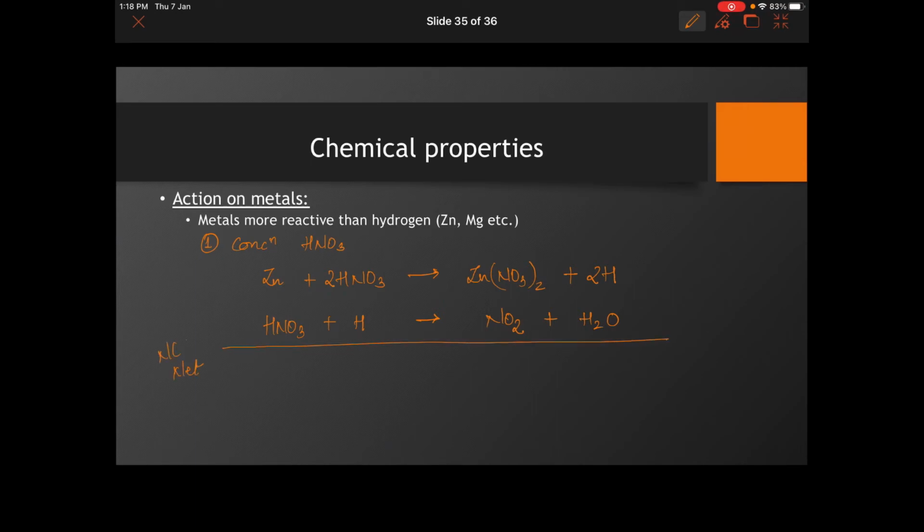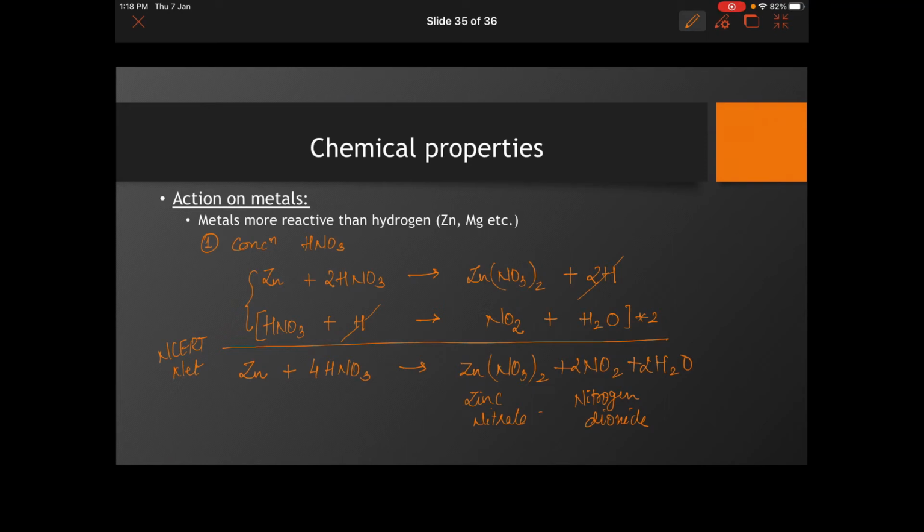Now this is given in your NCERT directly. I gave you the background of how you have to remember it. So what you have to do to balance this, you have to multiply the whole equation by 2. Why? Because you need to cancel this hydrogen and hydrogen over here, right? So the net equation becomes Zn plus 4HNO3 goes to Zn(NO3)2 plus 2NO2 plus 2H2O. The reaction is balanced. And don't forget to write down the name over here. This is nitrogen dioxide and this is zinc nitrate.